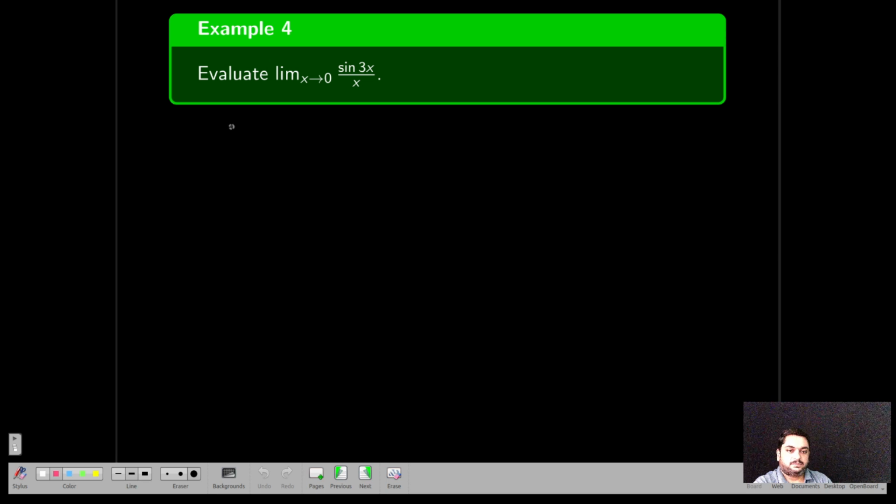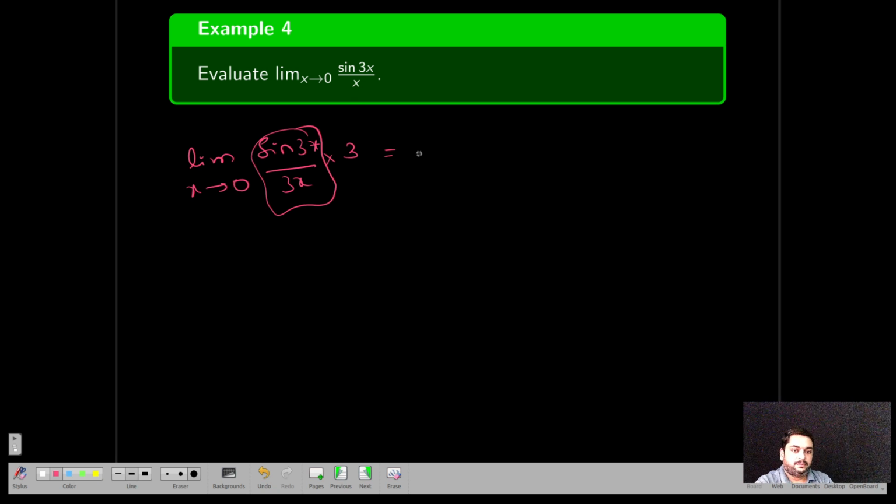Next. Sin 3x by x. So sin x by x is 1. So sin 3x by 3x will be 1 again. So convert this. So I can write it as limit x approaches 0, sin 3x divided by 3x into 3. So if I cancel, I will get the same expression. So this value we already know. Sin theta by theta, as theta tends to 0, is 1. So this is 3.